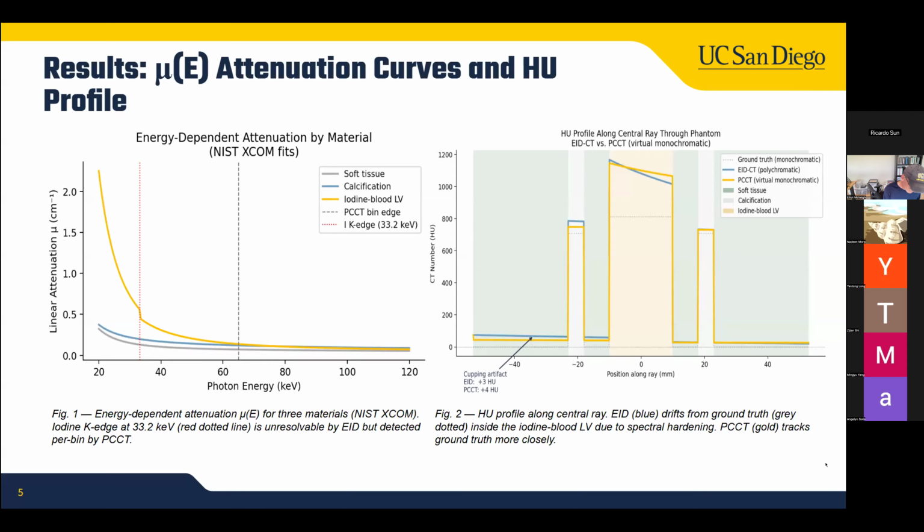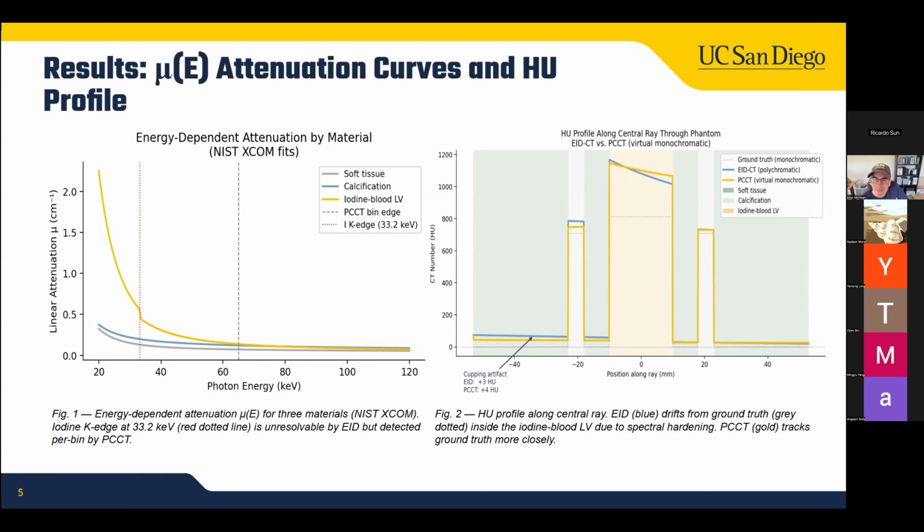Our results begin with the physical foundation. On the left is figure 1, showing the energy-dependent linear attenuation coefficient mu for our three tissue types, derived from the National Institute of Standards and Technology photon cross-section database. The key observation here is the iodine blood curve in gold. It sits above the other two at low energies, and more importantly, it has a sharp discontinuity at 33.2 kiloelectron volts. And that's the iodine K-edge, marked by the red dotted line.